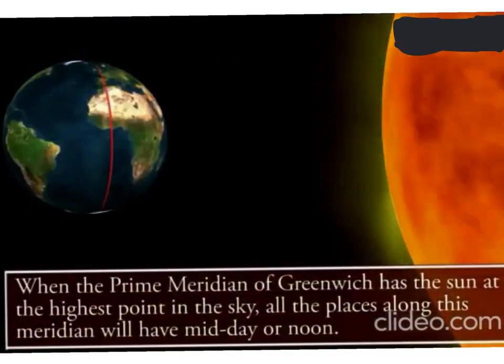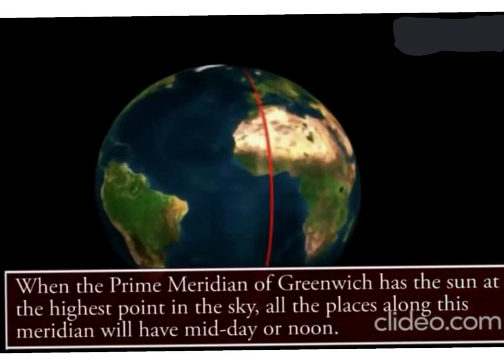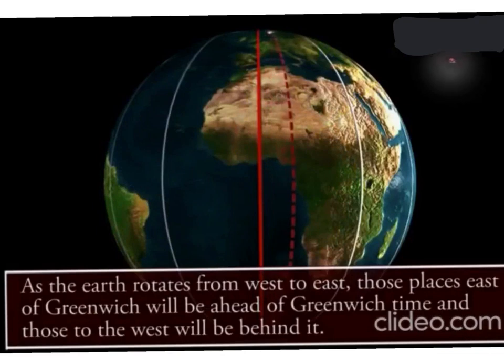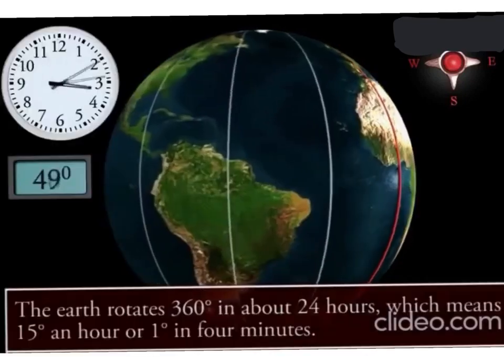When the prime meridian of Greenwich has the sun at the highest point in the sky, all the places along this meridian will have midday or noon. As the earth rotates from west to east, those places east of Greenwich will be ahead of Greenwich time and those at the west will be behind it. The rate of difference can be calculated as follows.